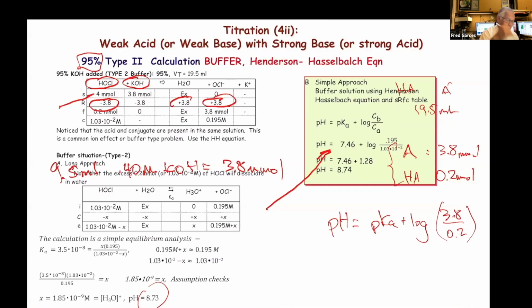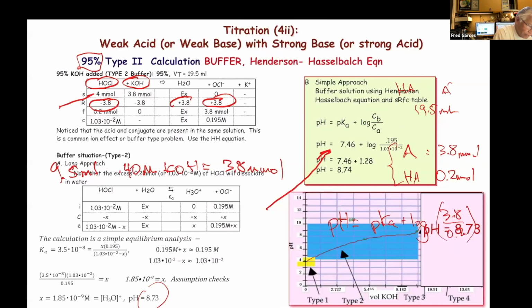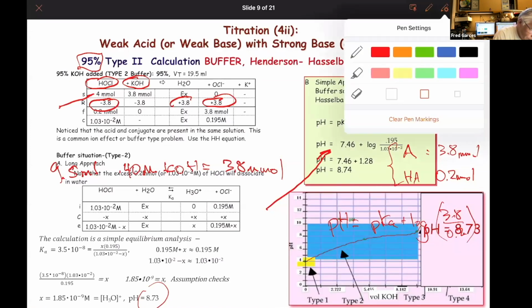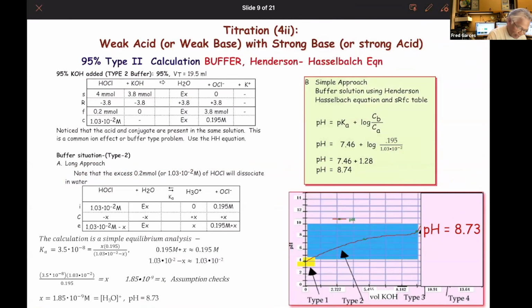So now I got 3 points right here. Let me clear this. There it is. That's a 95%, that's a 50%, and that's the initial. Now we have the equivalence point.